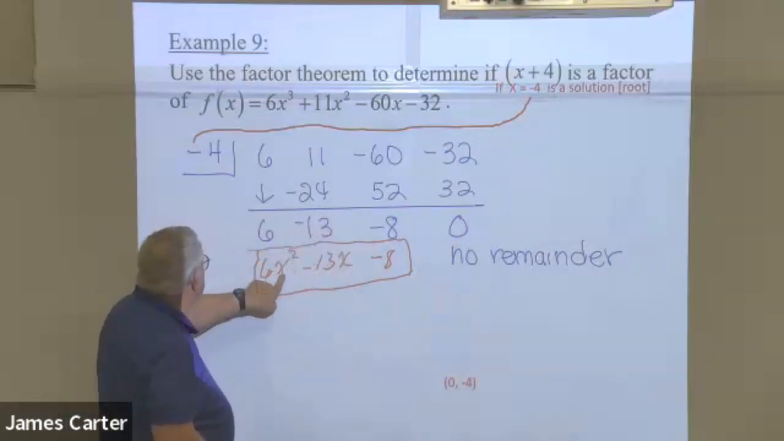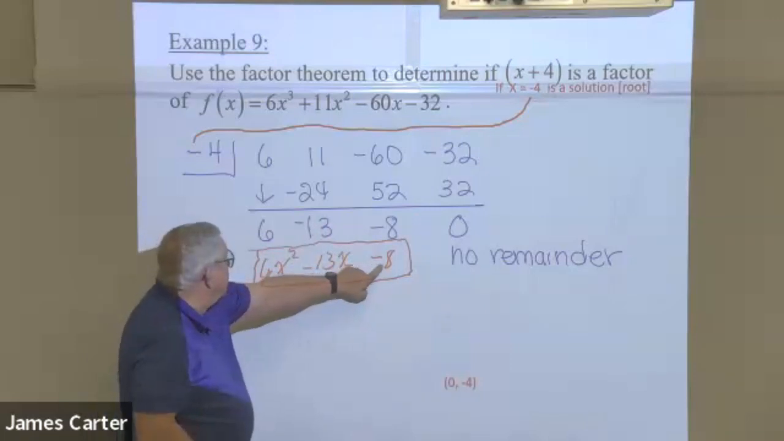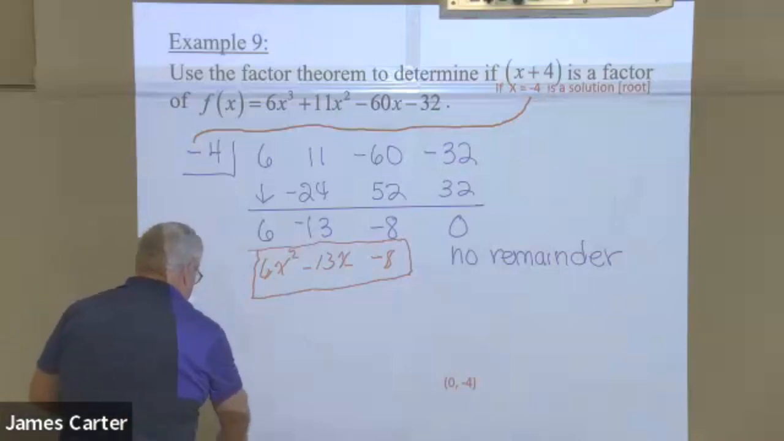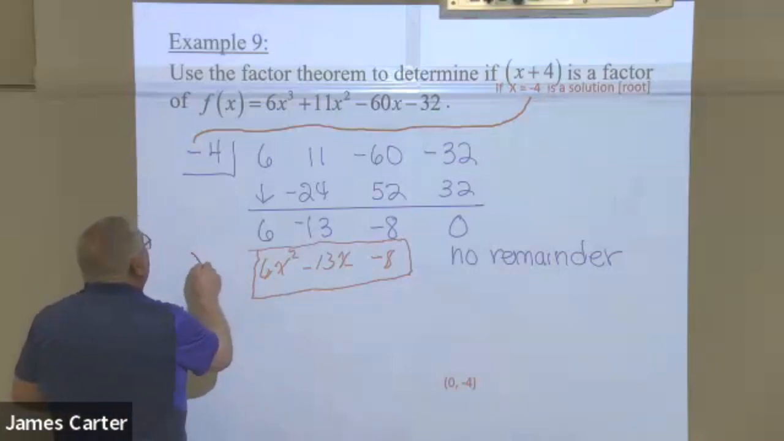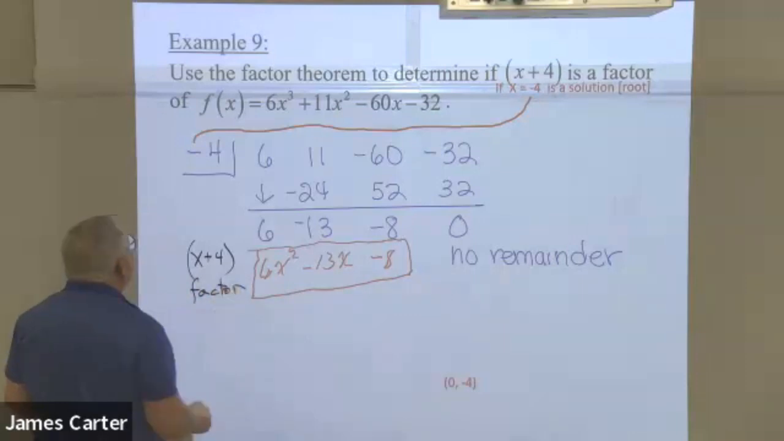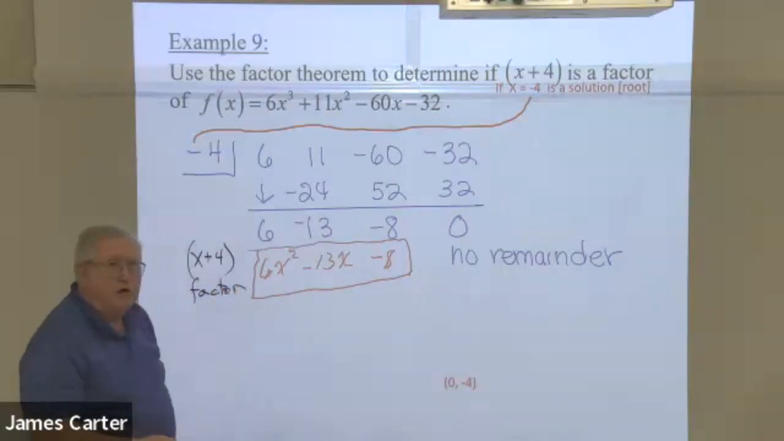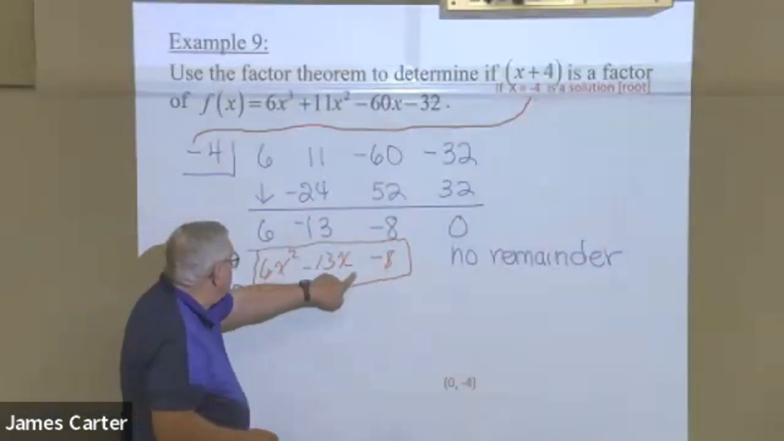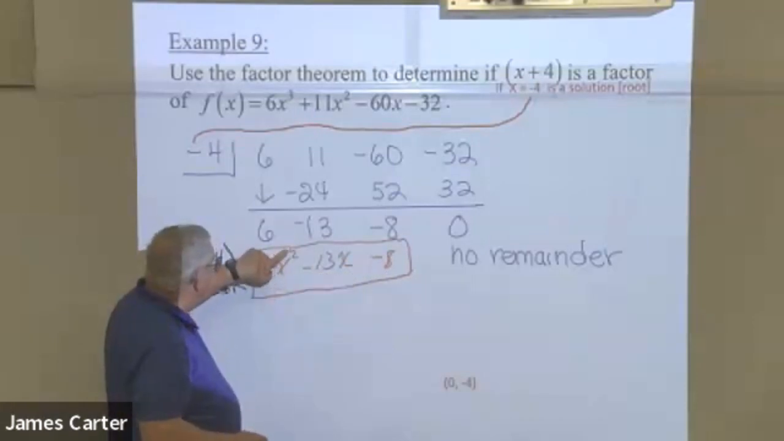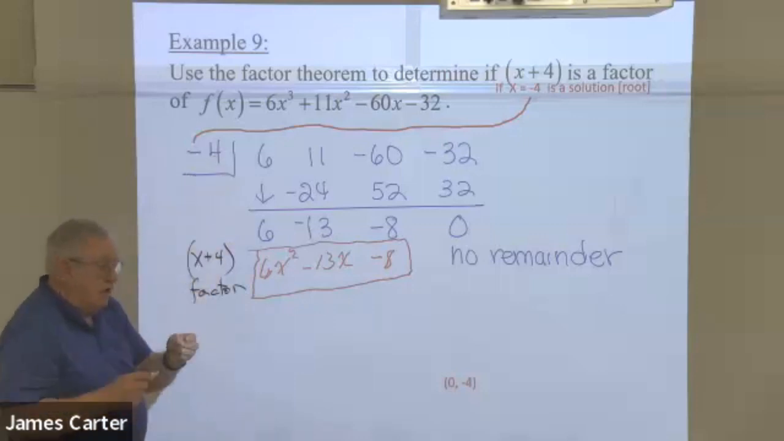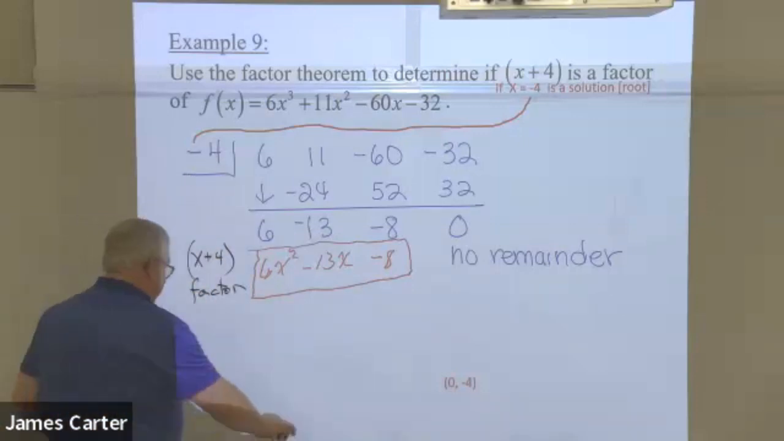This becomes 6x squared minus 13x minus 8. Okay? That also means that x plus 4 is a factor. It verifies that -4 is a 0 or a root of this particular equation. This, in turn, could be put into the quadratic formula with a second degree here, and you can find the other 2 solutions for this equation.